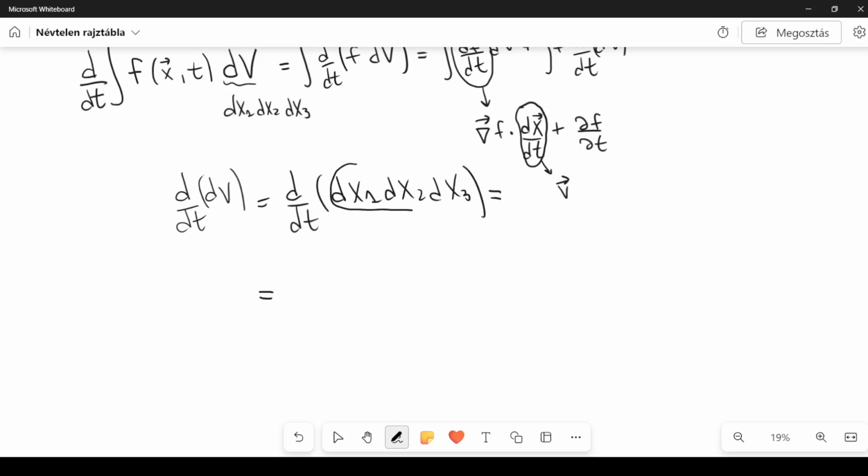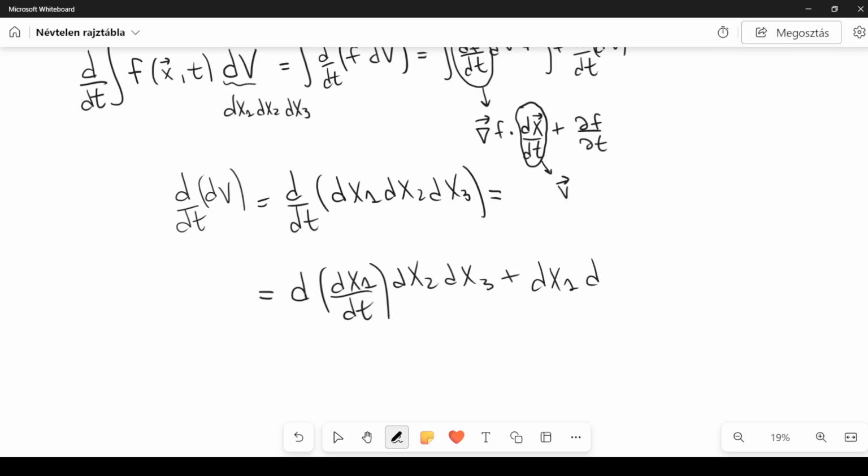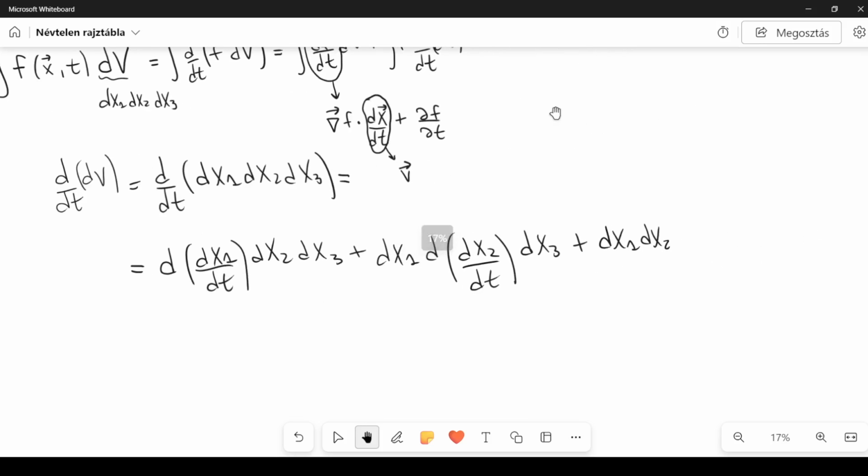So we have a product of three variables. Remember that these variables depend on time. And we can write the differential of the derivative of the first variable with respect to time, dx2, dx3, plus dx1, and then we have the differential of the derivative of x2 with respect to time, dx3, plus dx1, dx2, and then we have to multiply this by the differential of the derivative of x3 with respect to time.